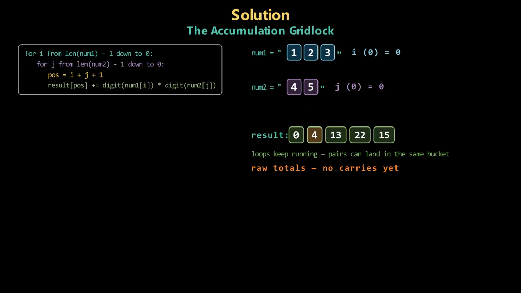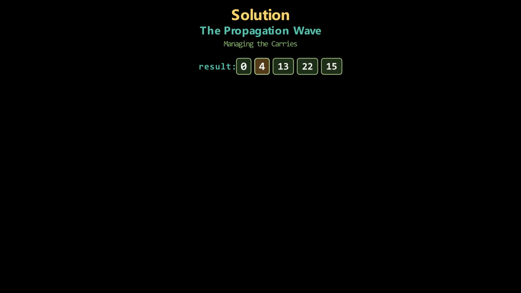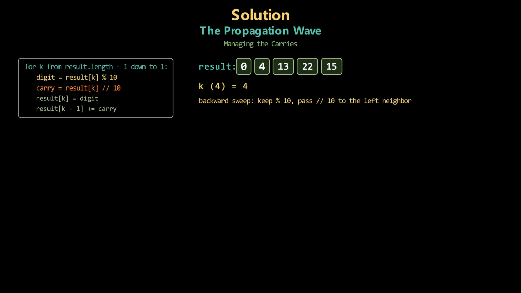To refine these raw totals into a real number, we run a single backward sweep across our list to process the carries. Starting from the very last element, we take the value modulo 10 to keep only the single digit behind, and pass the quotient forward to its neighbor on the left. A single linear sweep perfectly balances the place values across our entire number structure.